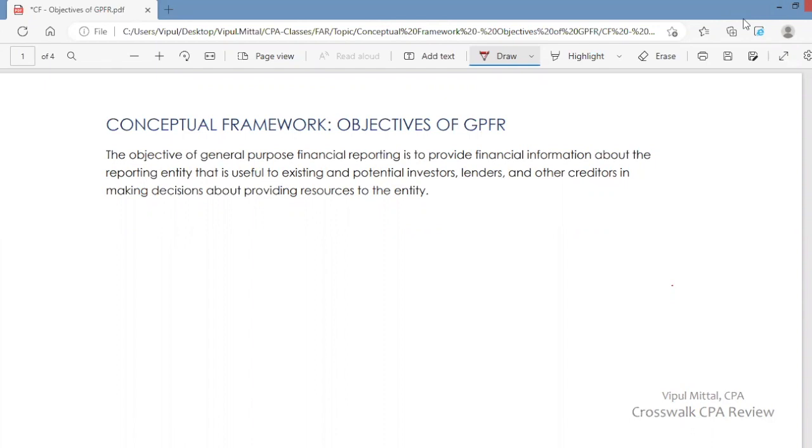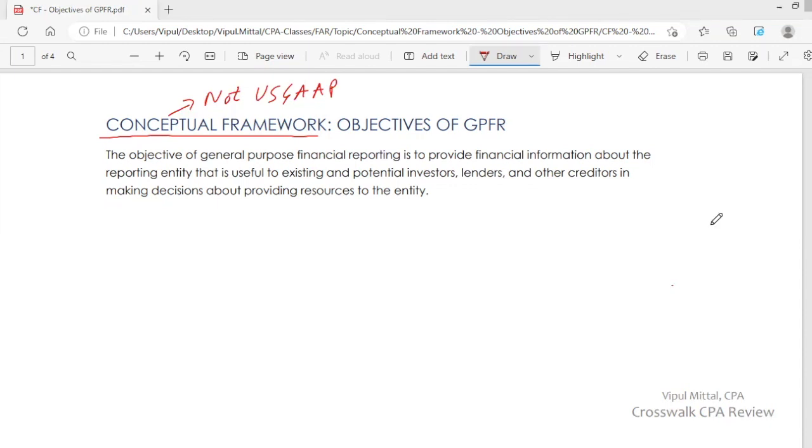Conceptual framework is not US GAAP, but it provides a basis for development of US GAAP. It provides a basis for development of financial accounting and reporting guidance. It provides a framework for evaluating existing guidance under US GAAP. It only provides a framework. It provides a basis. It is not US GAAP.